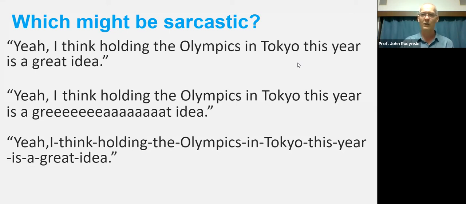So one is sincere. Two, as someone said, you're exaggerating the elongated vowels. So this is showing that the person is against holding the Olympics. And the last one, as the dashes show, is just a very flat intonation. So two and three especially would be sarcastic.